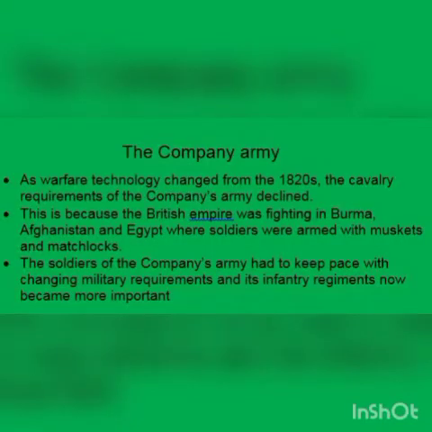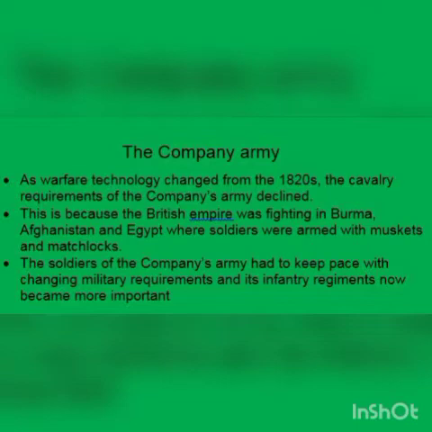As warfare technology changed from the 1820s, the cavalry requirements of the company's army declined. That means their demand became less. And why? This is because the British Empire was fighting in Burma, Afghanistan, and Egypt, where soldiers were armed with muskets. Muskets means heavy guns used by infantry soldiers, and matchlocks. Matchlock is an early type of gun in which the powder was ignited by a match.